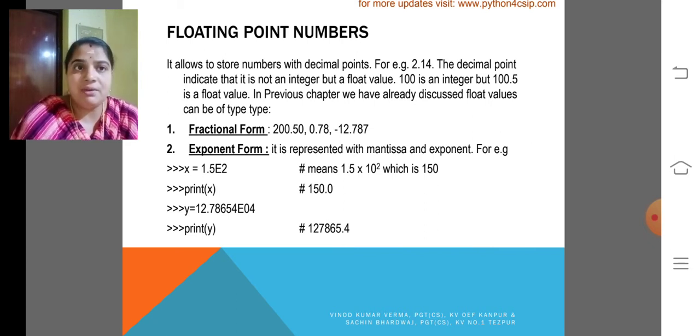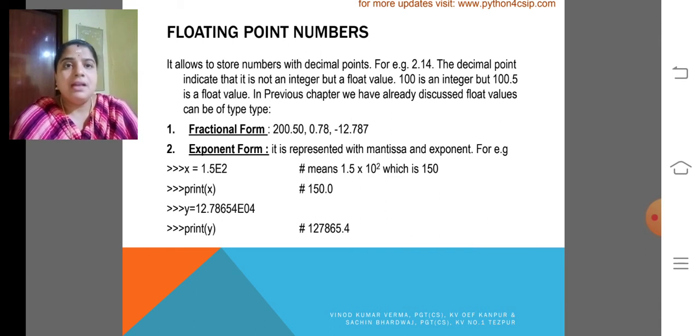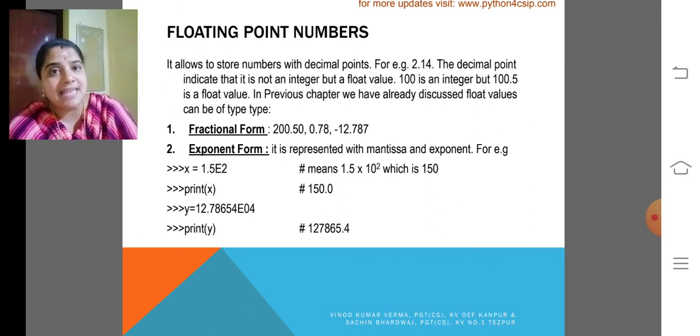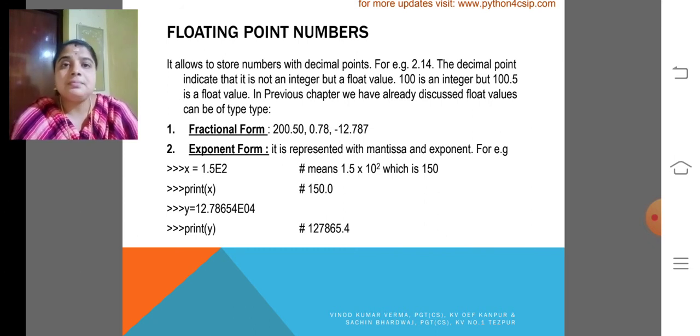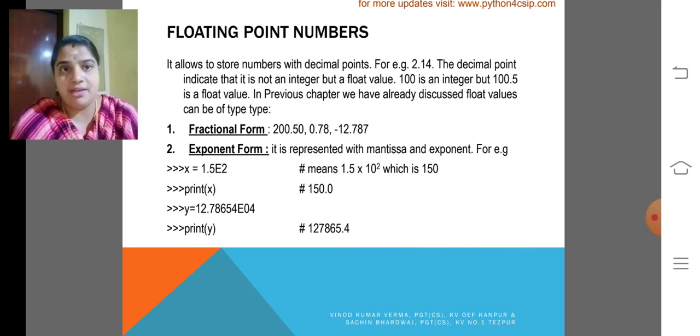So, my dear children, here I have given one example, 2.14. The decimal point indicates that it is not an integer but a float value. If you give any number with a dot, then the interpreter takes it as a floating point value. 100 is an integer, but 100.0 or 100.5 is a float value.